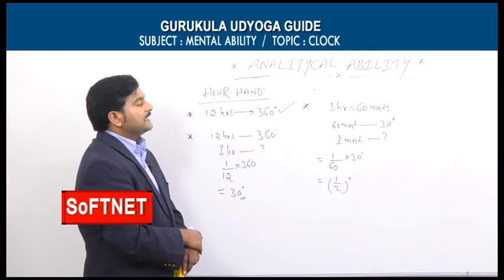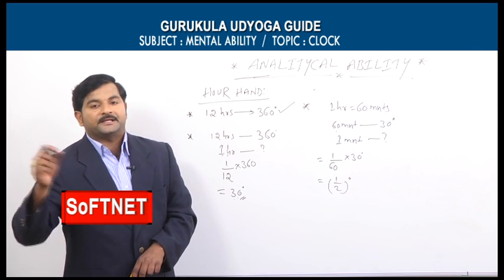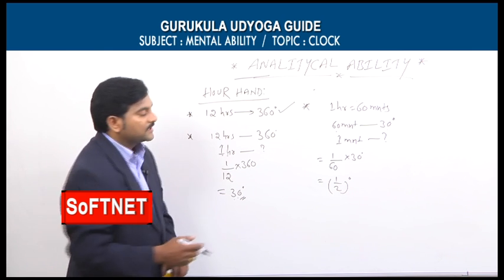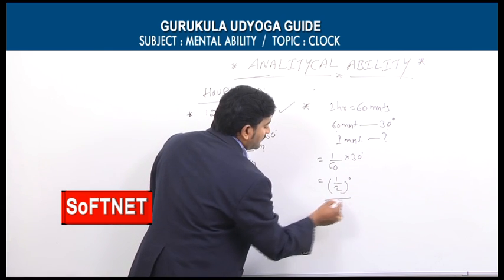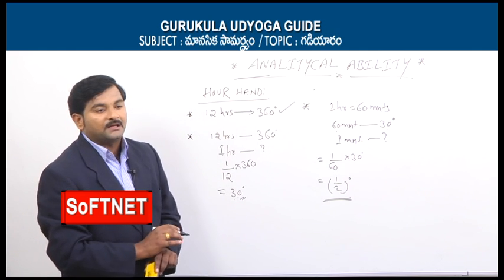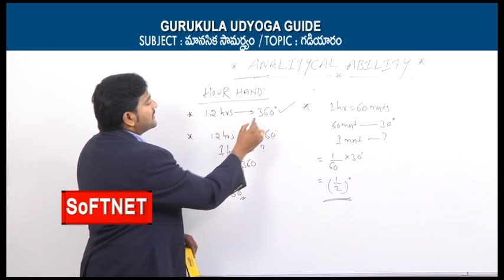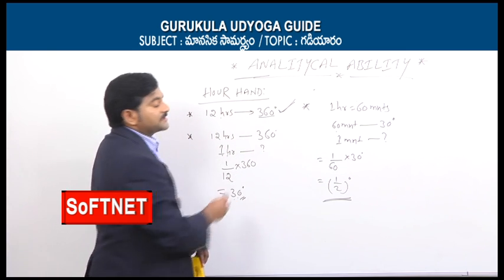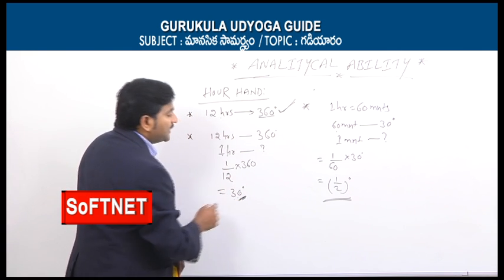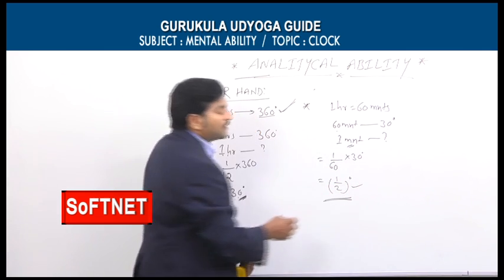On these 3 points, one bit came previously in the APPSC examination. That bit was: in the span of 1 minute, the hour's hand can make how many degrees? So our answer is, what can you say, my dear students? Only half degree. So these are the 3 points. First point, in the span of 12 hours, the hour's hand can make 360 degrees. In the span of 1 hour, the hour's hand makes 30 degrees. In the span of 1 minute, the hour's hand makes only half degree.